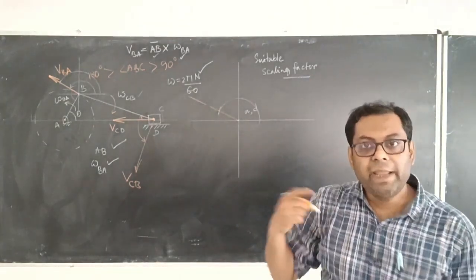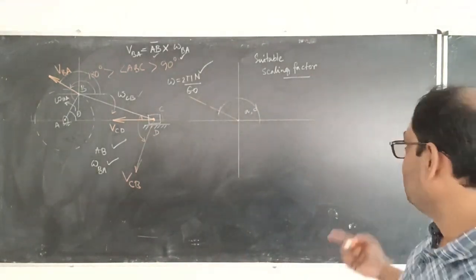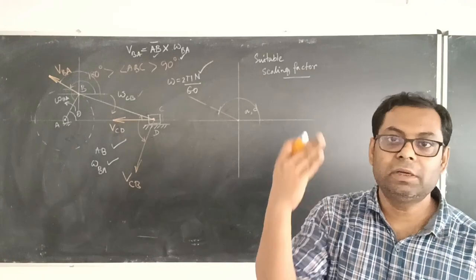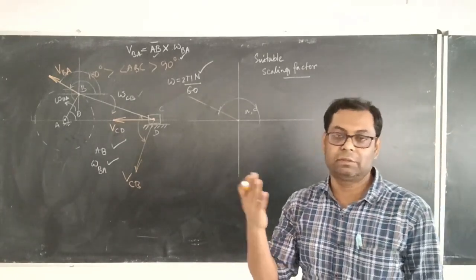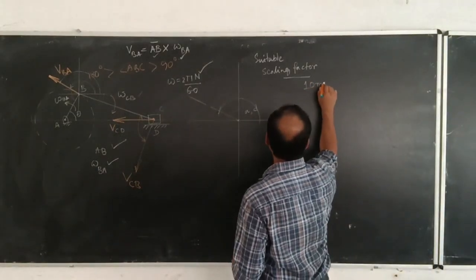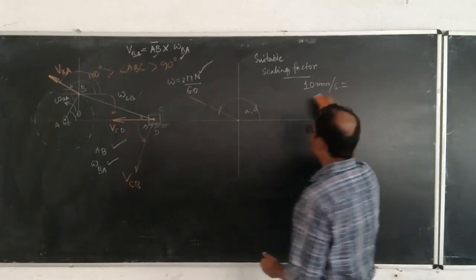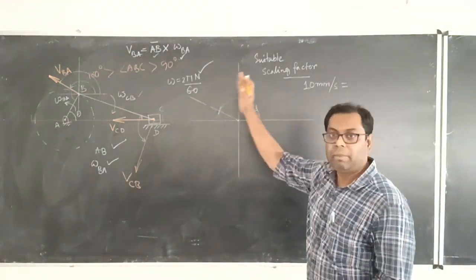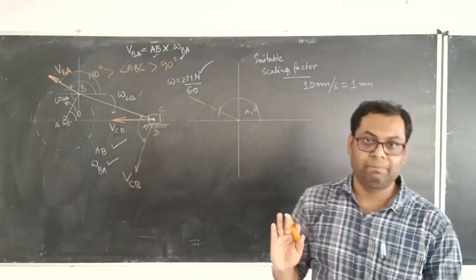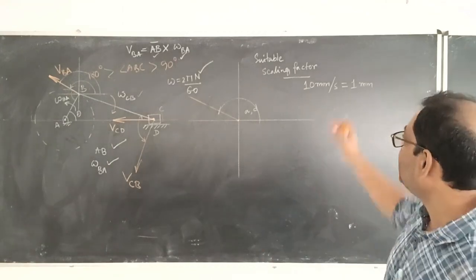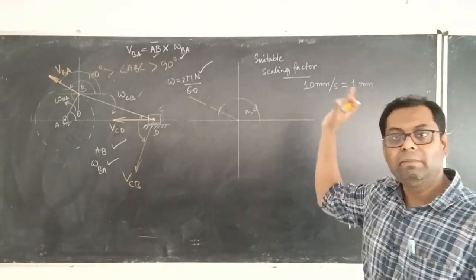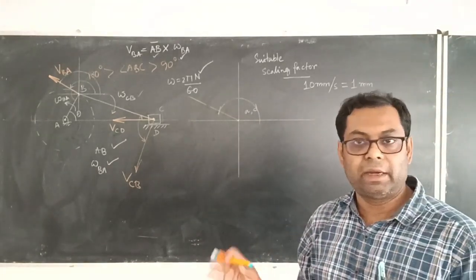Okay? You have to take a suitable scaling factor. Now, what does a suitable scaling factor mean? It entirely depends on you, what scaling factor you are going to take. You may consider that each 10 millimeter per second velocity is represented by 1 millimeter length in the velocity diagram, or if you wish, each 20 millimeter per second velocity is represented by 1 millimeter length in the velocity diagram, that's up to you.